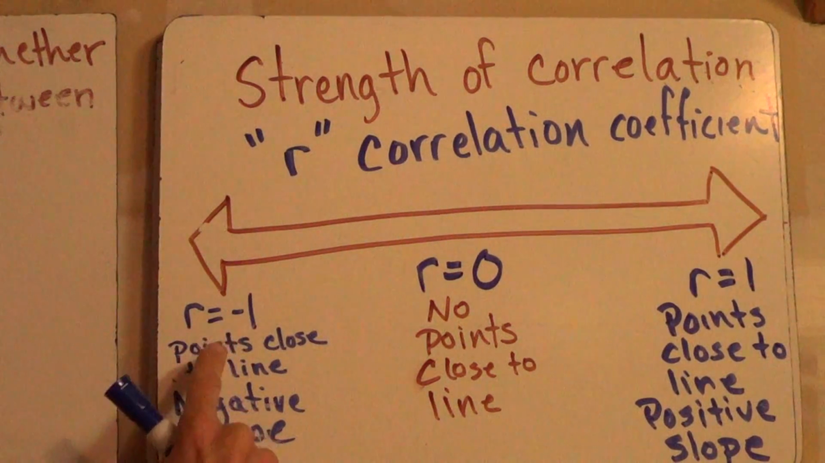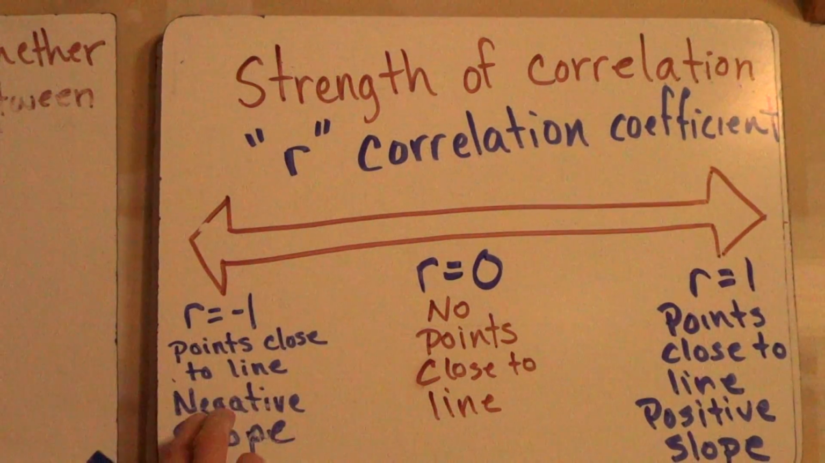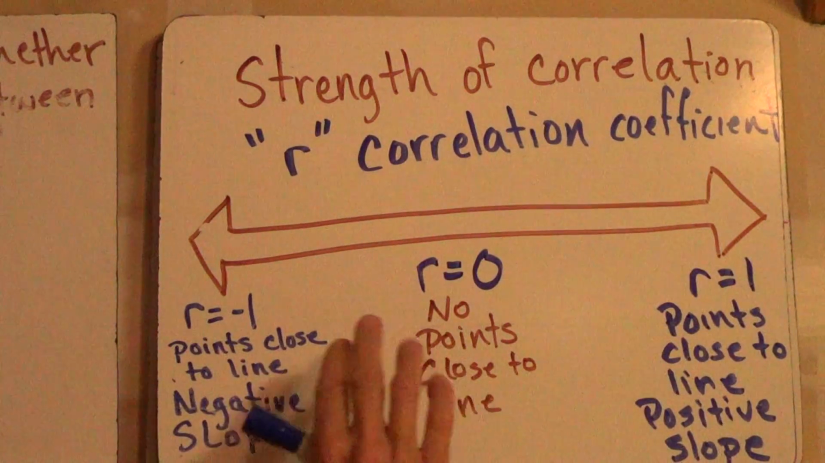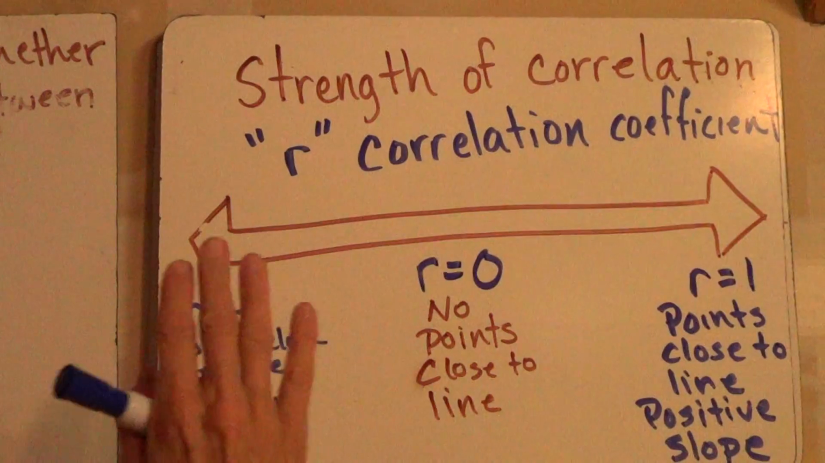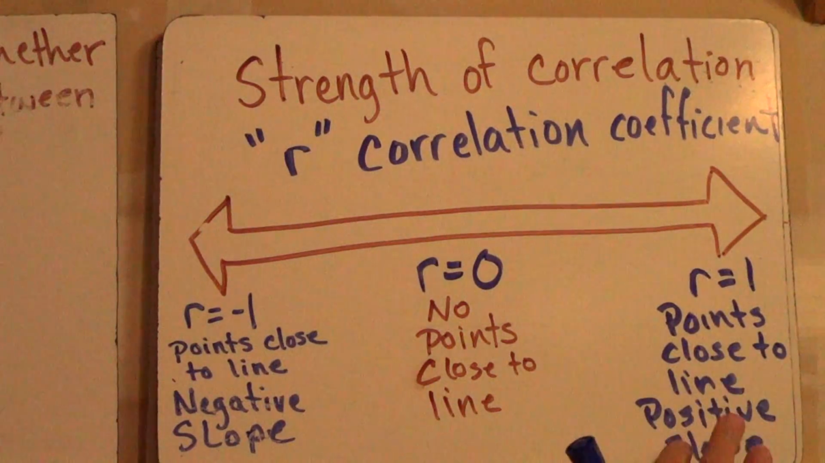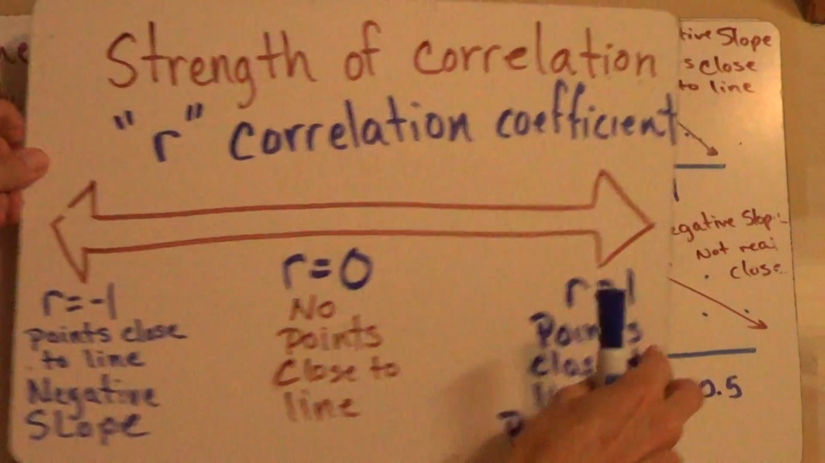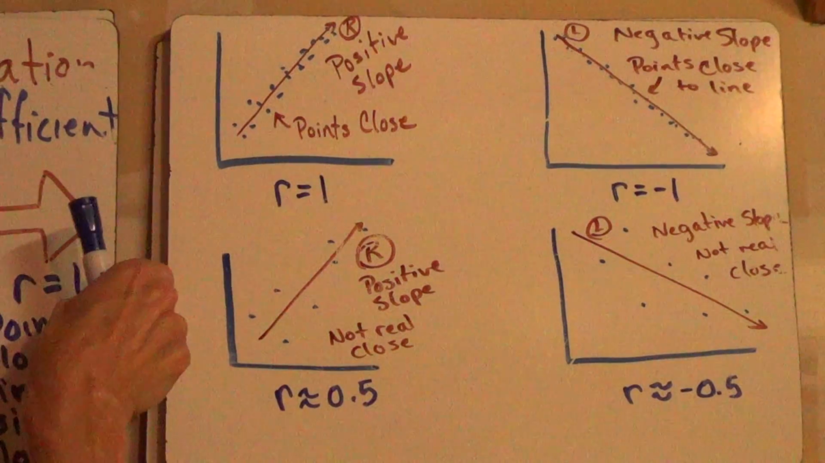But when R is -1, it means that the points are close to the line and that it's a negative slope. When R is 0, there's no points close to the line. It's not correlating at all. There's no correlation when R is 0. When R is 1, the points are close to the line and there's a positive slope. So keep that in your notes. That will help you.